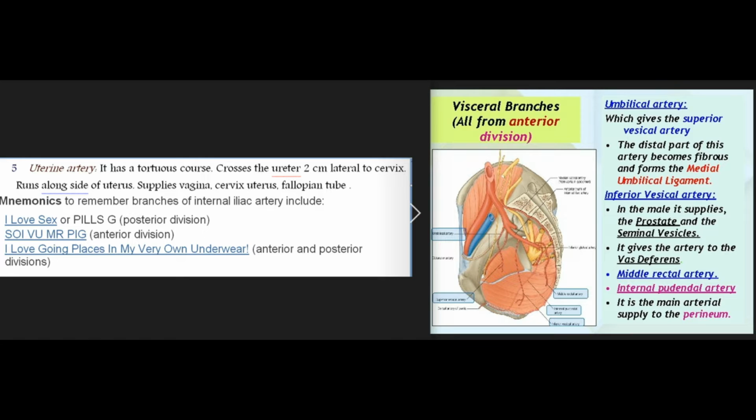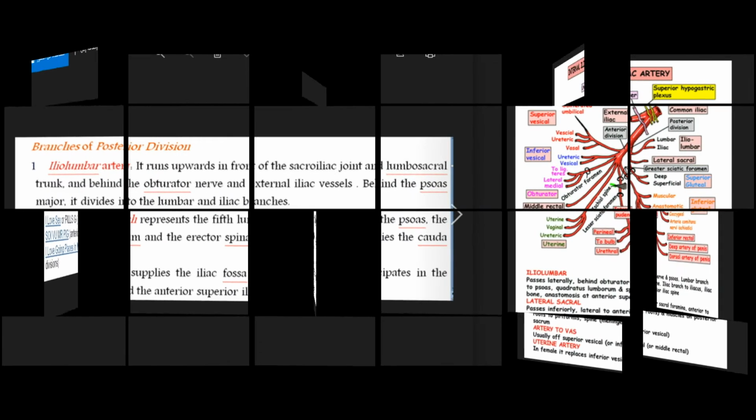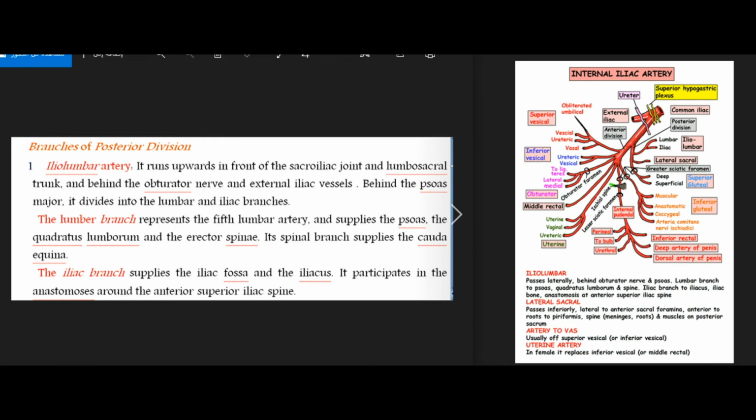Mnemonics to remember branches of the internal iliac artery include: I love sex or pills. Posterior division: Suave you Mr. Pig. Anterior division: I love going places in my very own underwear. Anterior and posterior divisions. Branches of posterior division.